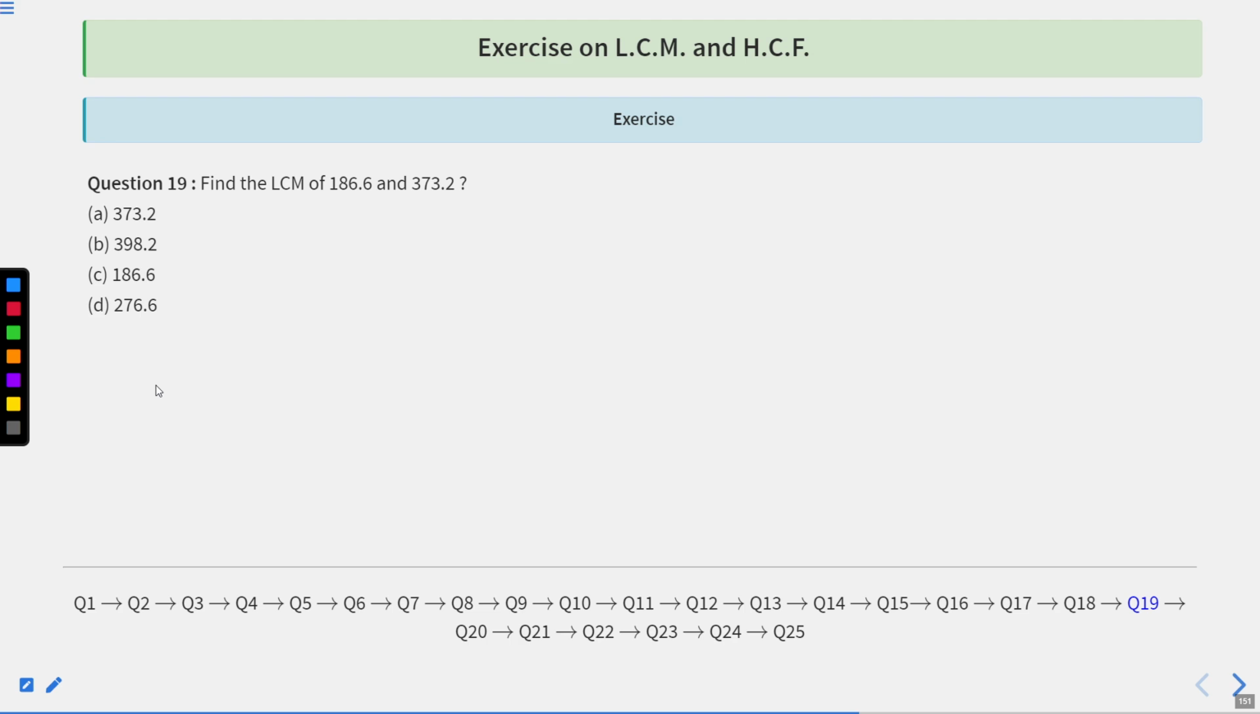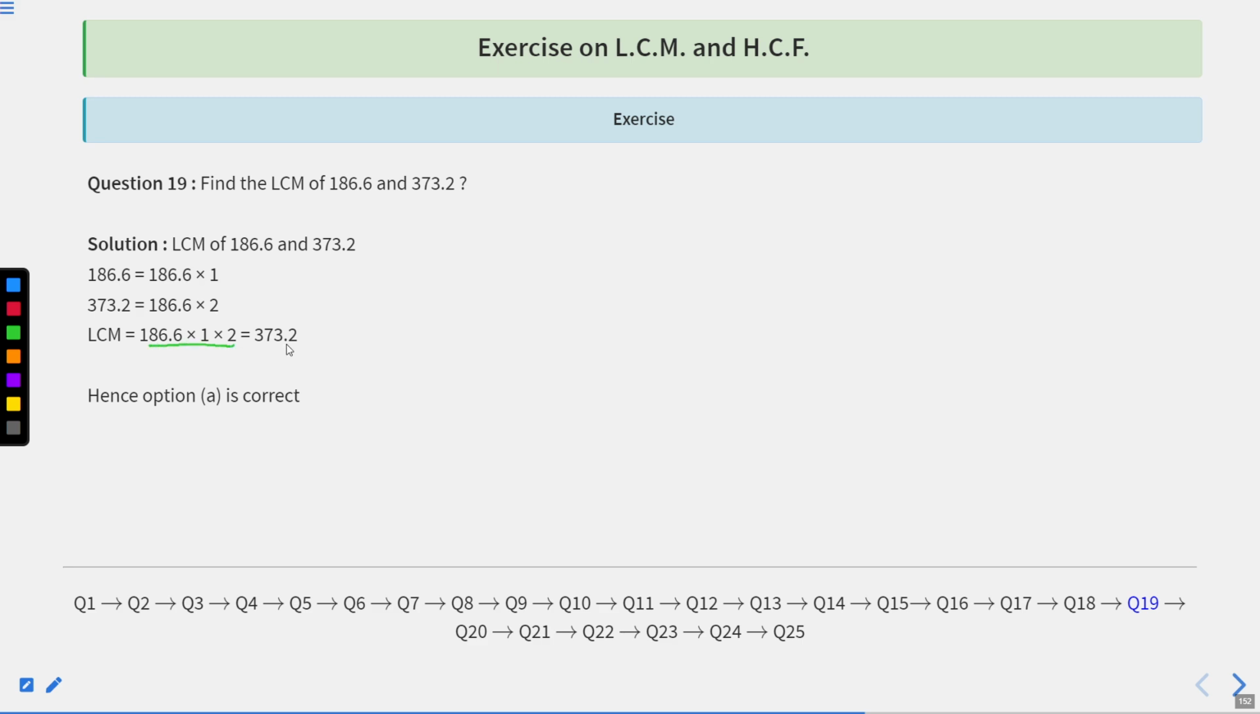Now question number 19. Find the LCM of 186.6 and 373.2. Solution: we want to find the LCM of 186.6 and 373.2. 186.6 can be written as 186.6 into 1, and 373.2 can be written as 186.6 into 2. Therefore, the LCM is going to be 186.6 into 1 into 2, equal to 373.2. So the correct option here is option number A.